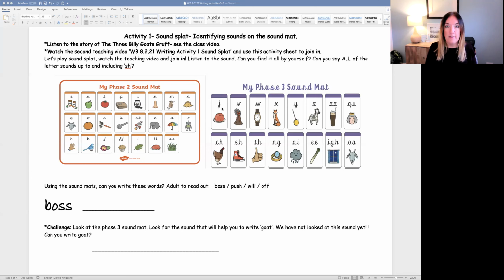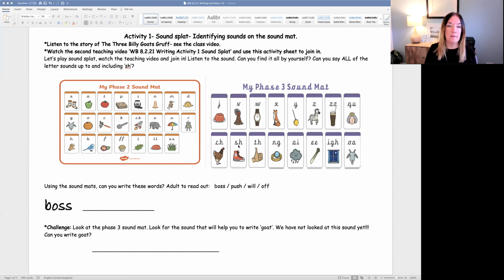Moving on to our phase three mat. J, v, w, x, y, z. And again, our two letters making one sound. Zz, qu, ch, and sh. Hope you were able to join in with all of those sounds.